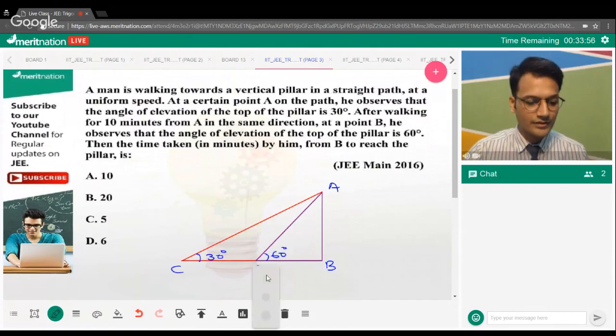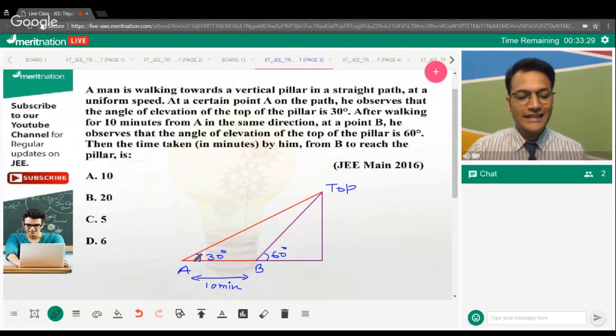Oh, I'm so sorry. The points are something else. The points are not CBD. Just a moment, let me make the points. So at A, on the path, he observes that the angle of the top is 30 degrees. So this is A, and 10 minutes later at point B, this is the top of the pillar. So from here to here, he took 10 minutes.